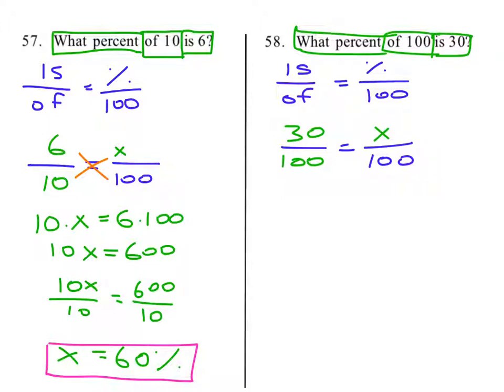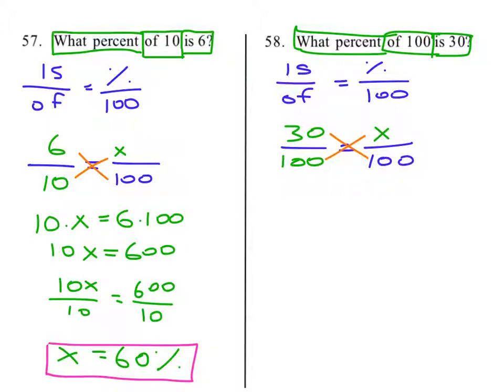100 is 100, okay? What percent of 100 is 30? Well, we've already got this now as a fraction with 100 on the bottom. So can you guess what it's going to be? If this also has 100 on the bottom, it's going to be written exactly the same way, and x will be 30. But let's do the math just to verify it.